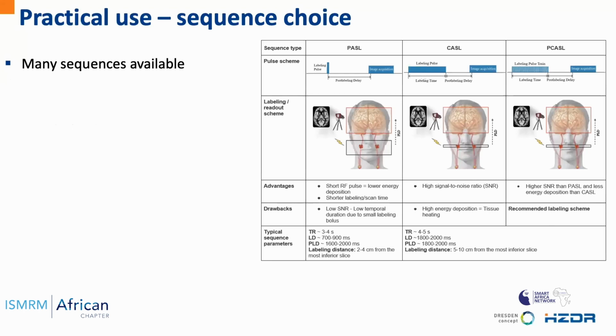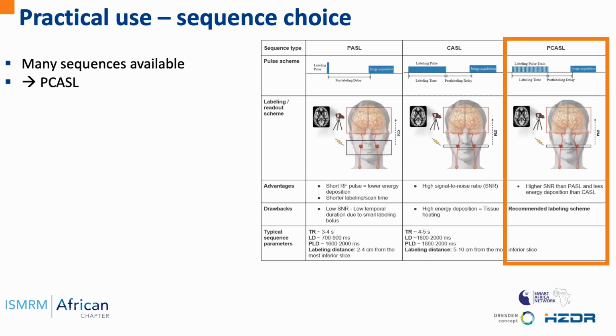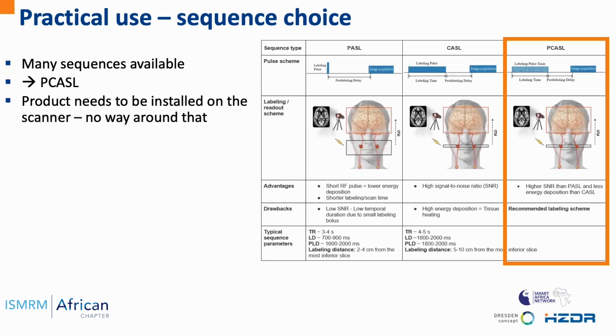The first question you'll have to face is what sequence to use, because there's so many available. There's pulsed ASL, pseudo-continuous ASL, velocity selective ASL, and acceleration selective ASL, just to start with. But the answer is pretty simple. You can just use the pseudo-continuous ASL or PCASL, because it's just good enough for 90% of the applications, and it is widely available as a product sequence on scanners by all vendors.